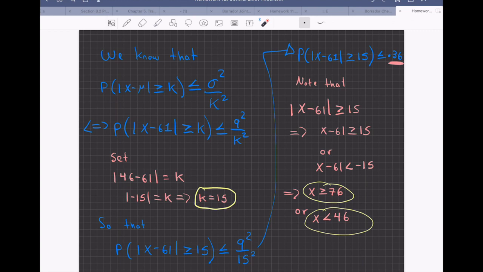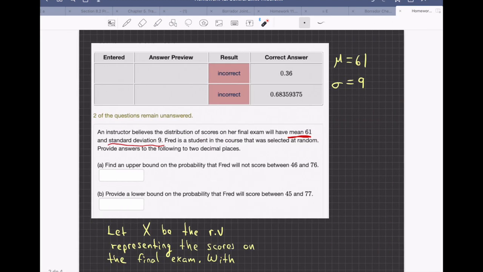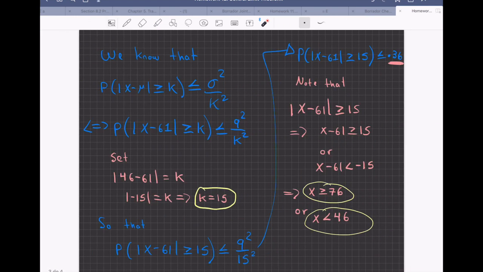My point is that when you have the absolute value of a difference greater or equal, that means that either the subtraction is going to be greater or equal to that number, or the subtraction is going to be less than the negative of this number. That's why I set up these two equations. This implies greater or equal than 76 or less than 46. Those are actually the values we have here. That's why I can use Chebyshev's inequality.